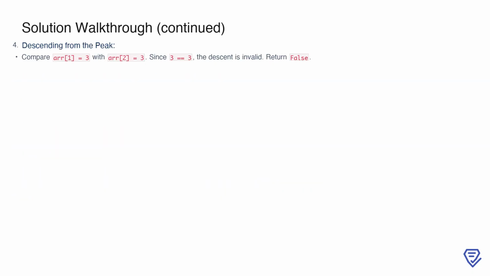For example 3, we begin descending from the peak. Comparing ARR[1], which is 3, with ARR[2], which is also 3, we see that the values are equal. This violates the condition for a valid descent, where each element must be strictly smaller than the previous one. Since the descent is invalid, the array does not satisfy the mountain property, and we return false. This demonstrates that any plateau, whether during the ascent, at the peak, or during the descent, invalidates the mountain structure.